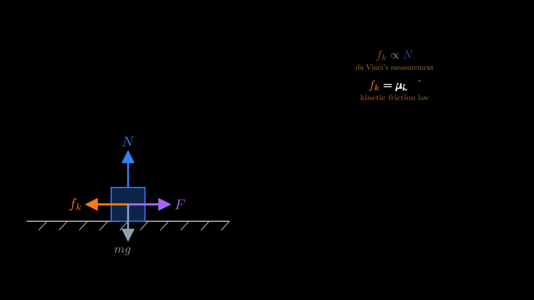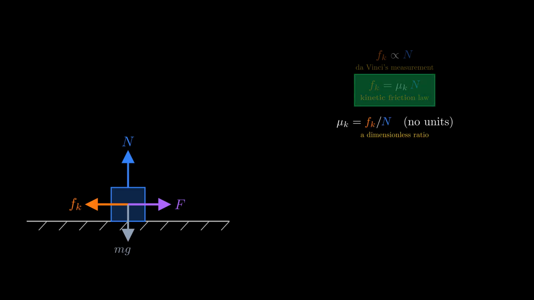Leonardo da Vinci first measured kinetic friction over a 20-year span ending around 1515. He found something clean. The magnitude of kinetic friction is proportional to the normal force pressing the two surfaces together. Written as a law, F_k = μ_k N. Here N is the normal force, and μ_k is the coefficient of kinetic friction, a pure number with no units that captures how rough the pairing of the two surfaces is.